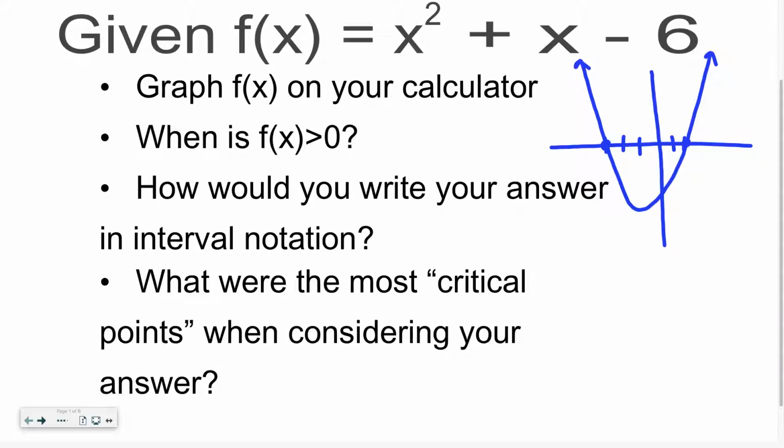This is the greater than 0. I think we should also.